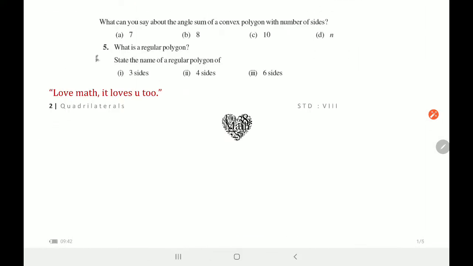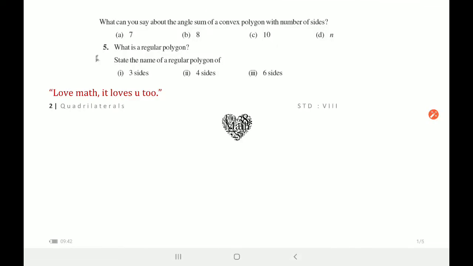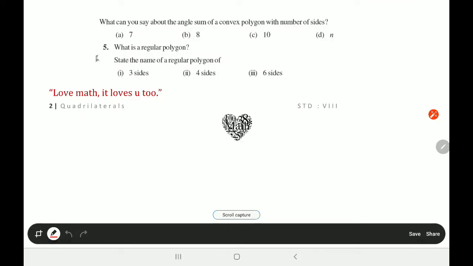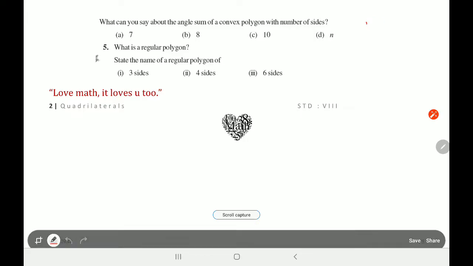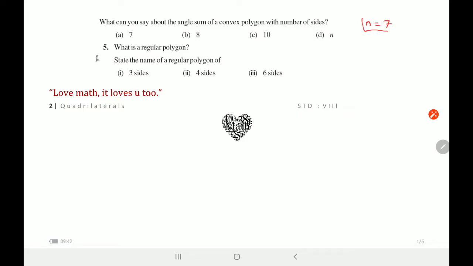Okay, what can you say about the angles of a convex polygon with a given number of sides? What do you have to say about the sum of angles? Okay, the sum of angles of a convex polygon. So if n is equal to 7, what is the angle sum? The sum of angles of a polygon is equal to n minus 2 into 180.